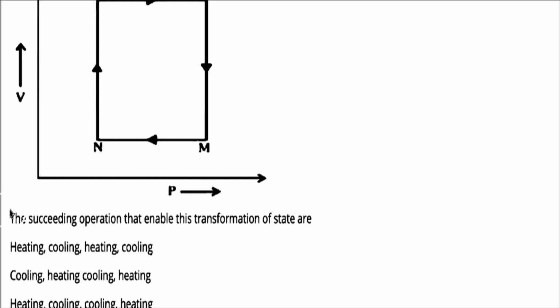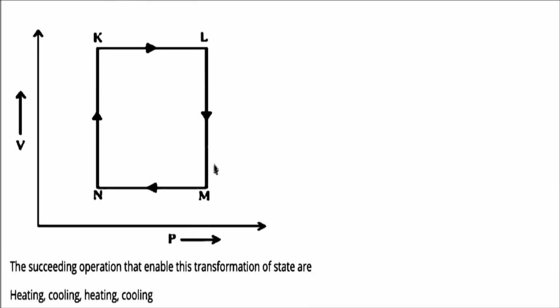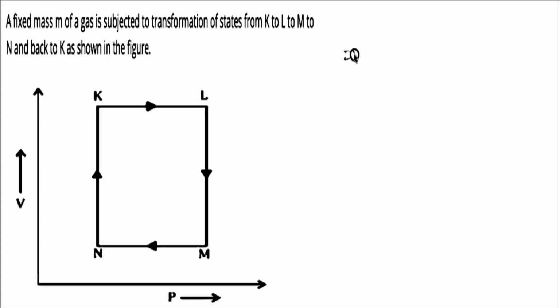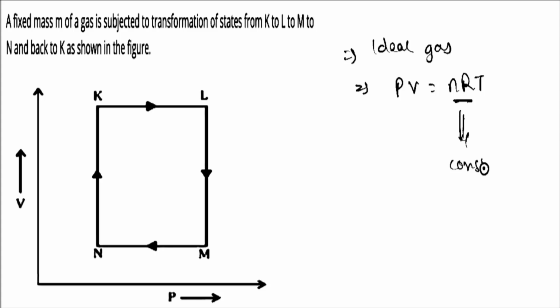So if you see the question, it is said that the succeeding operations that enable this transformation of states are heating and cooling. Assuming these transitions, the gas is an ideal gas and behaves with all the ideal gas properties, so we can say that PV is equal to nRT, right? Given the mass is constant, the amount n and the universal gas constant R are constant. So from this we can conclude that PV is directly proportional to temperature.